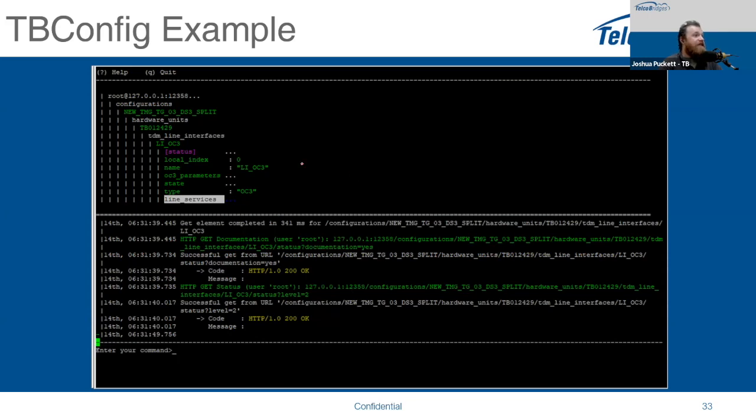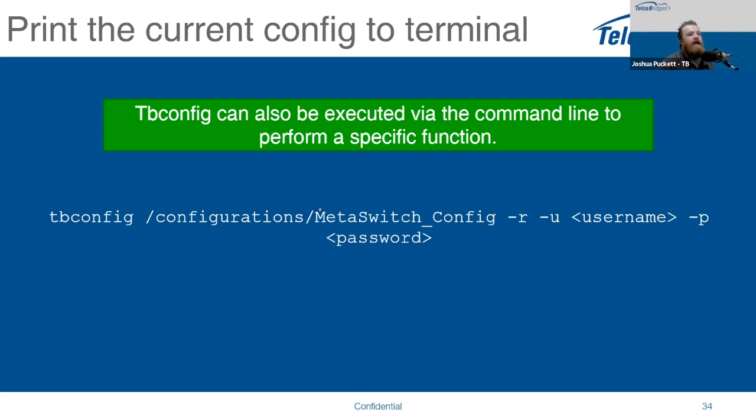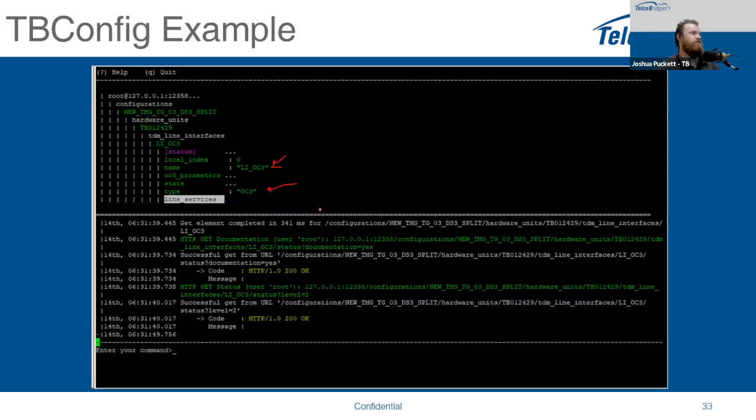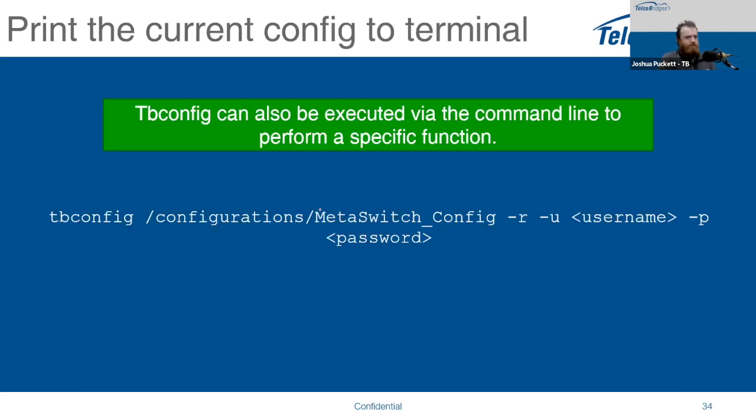I can see these individual things. I could change the name there if I wanted to, but I would never change the type of an OC3. I would make a new line interface, but there I could. And now, oh, I'm not there yet.